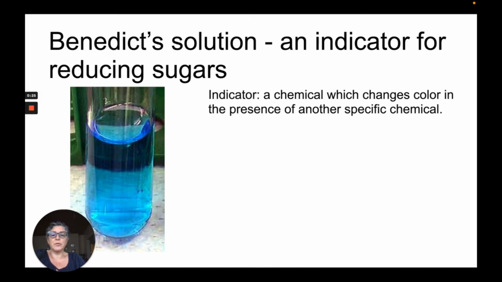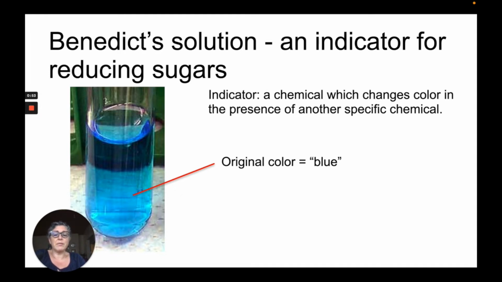It's an indicator for reducing sugars, which we'll talk about what reducing sugars are in just a minute. But just to remind ourselves, an indicator is a chemical which changes color in the presence of another specific chemical. So Benedict's solution, the indicator, original color is blue. In the presence of a reducing sugar, which is the specific chemical, it would then change color. And we'll see what those colors are in just a minute.